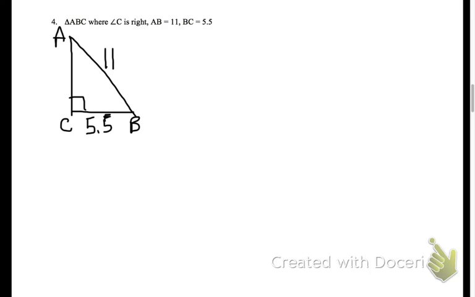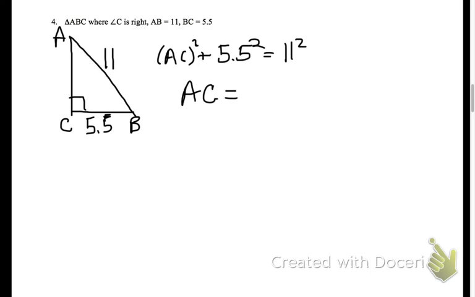Well, knowing two side lengths, for the third side length we're going to use the Pythagorean theorem. So our missing side length AC squared plus 5.5 squared, which is our other leg, BC, should equal our hypotenuse squared. So solving for AC is going to get us 9.526 is our side length AC. Okay, now we've got all three side lengths.